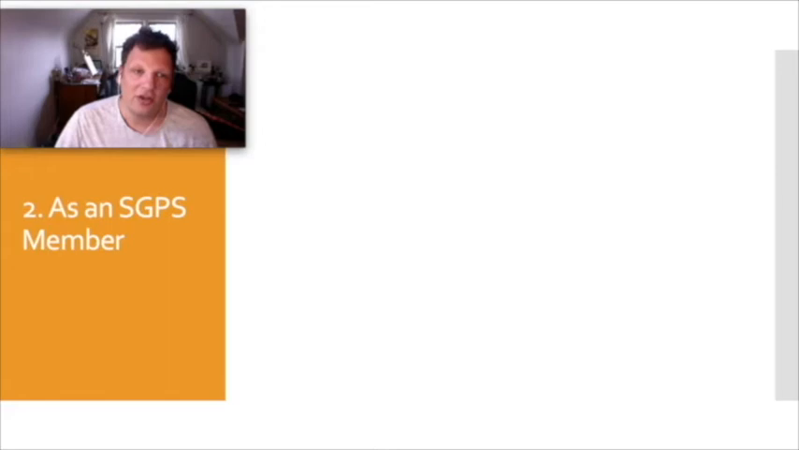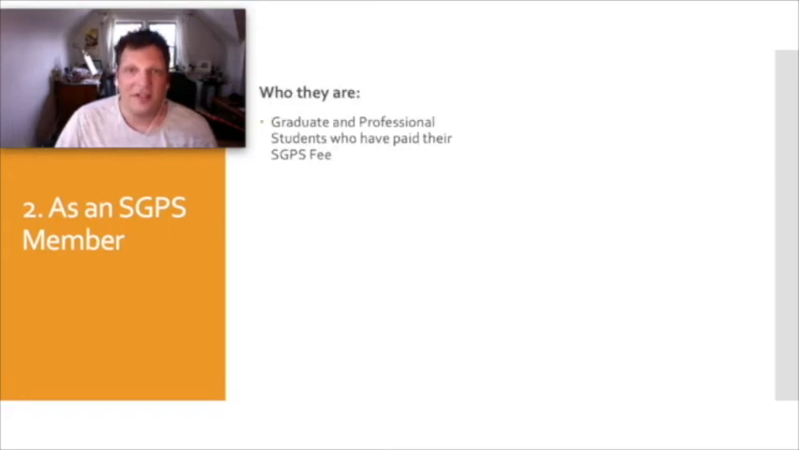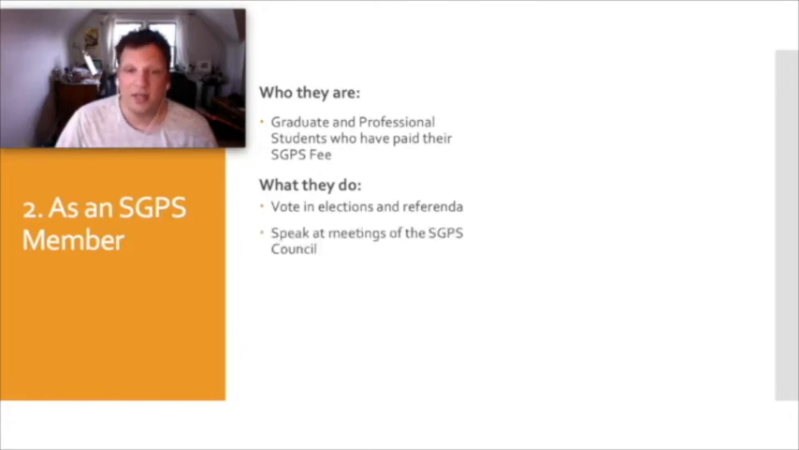The second way you can get involved is as an SGPS member. An SGPS member is any graduate or professional student who's paid an SGPS fee. And there's lots of things that you can do as an SGPS member. You can vote in all elections and referenda. You can speak and make your voice heard at meetings of the SGPS Council. You can make motions, bring motions, second, and vote at SGPS general meetings.